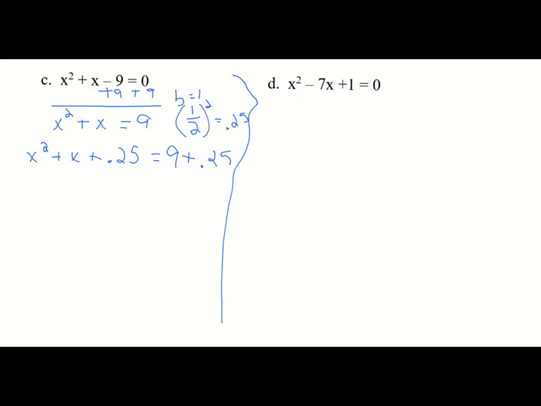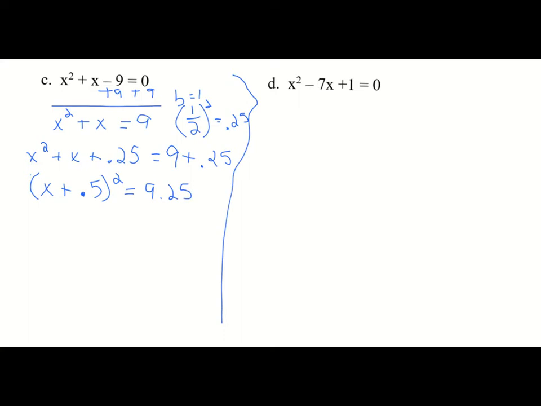We're going to simplify. Now, here's a little hint. Whenever you are going to factor this, whatever you got when you take b and divide it by 2, that's going to be what you're going to get when you factor. So I had 1 divided by 2, which is 1/2 or 0.5. When I go to factor this, the square root of 25/100 is 5/10. So it's going to factor to x plus 5/10 squared, and it's going to equal 9 and 25/100.